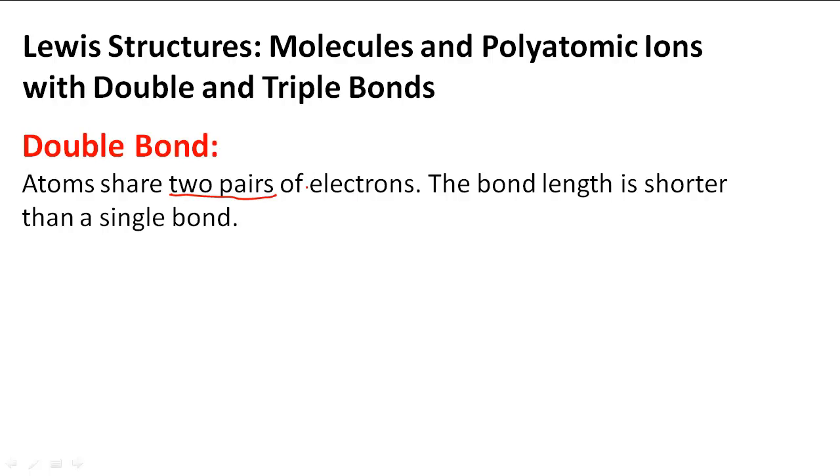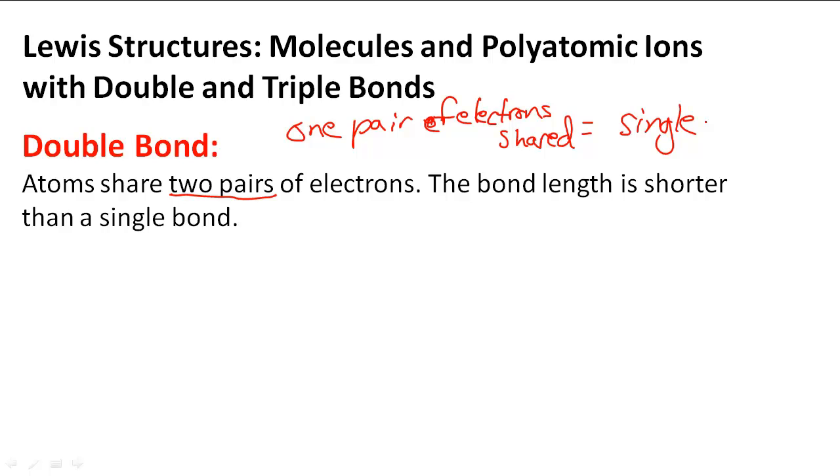Usually in a single bond, in a covalent bond, the sharing of electrons happens between one pair of electrons. We call that, when we have one pair of electrons being shared, a single bond, and it has a certain length. The length of a single bond is the average distance between the two nuclei of the atoms involved in the bond.